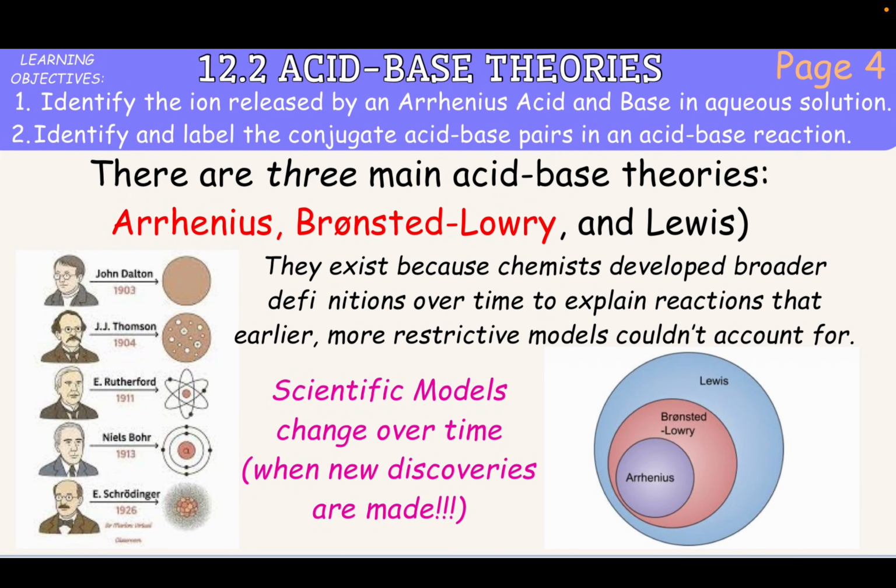There are three main acid-base theories, which are Arrhenius, Bronsted-Lowry, and Lewis. However, we're only going to be going over the Arrhenius and Bronsted-Lowry for this class. The evolution of acid-base theories is a classic example of scientific progress. As chemists discovered more substances that behave as an acid or a base but didn't fit the existing definitions, they had to broaden the rules and create more theories or categories to place these acids and bases in.